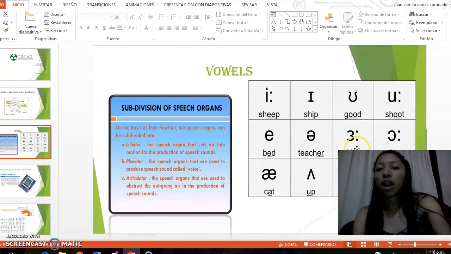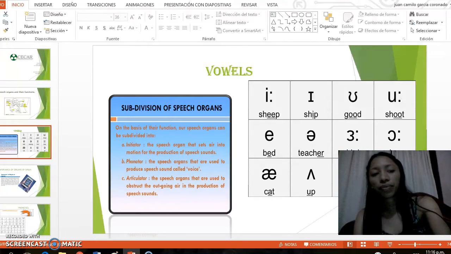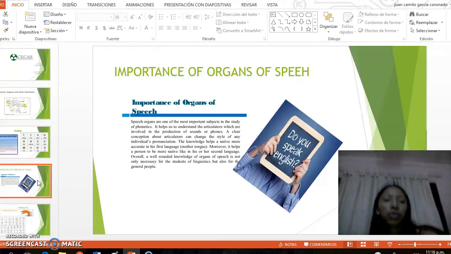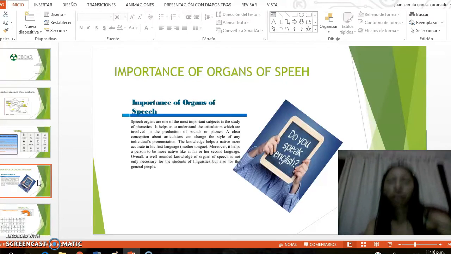And now bird. This is a with two points. These are vowels. For example, the word cat. In this one, another with two points, far. In this one. Okay? Continuing, the next slide found the importance of organs of speech.